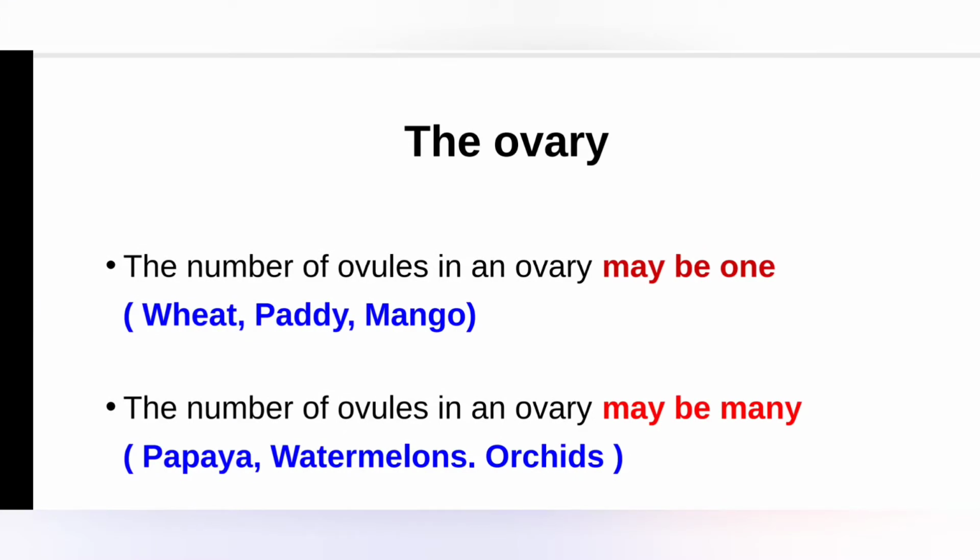Now the ovary. The number of ovules in an ovary may be one, a single one. Examples: wheat, paddy and mango. The number of ovules in an ovary may be many. Examples: papaya, watermelons and orchids.